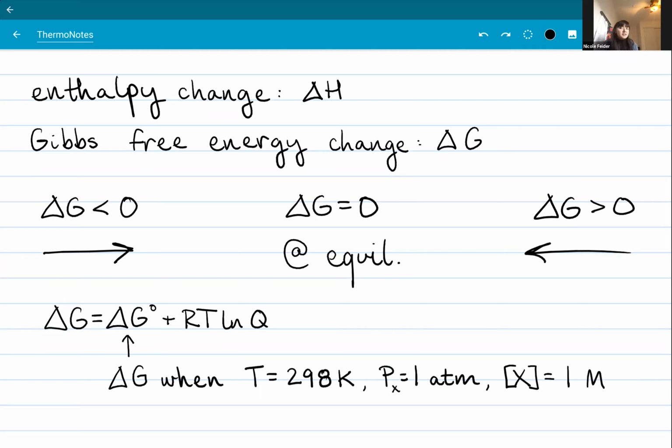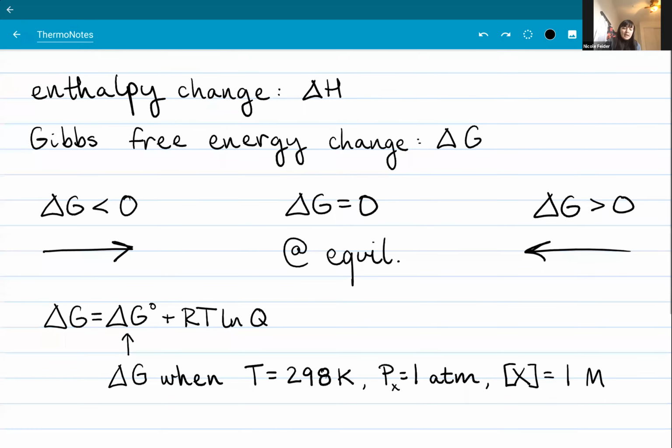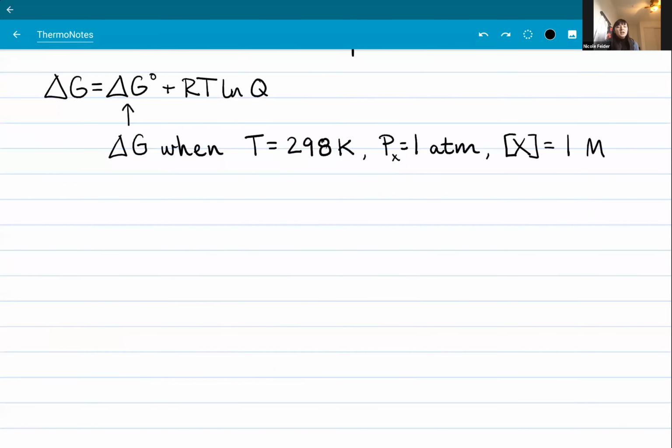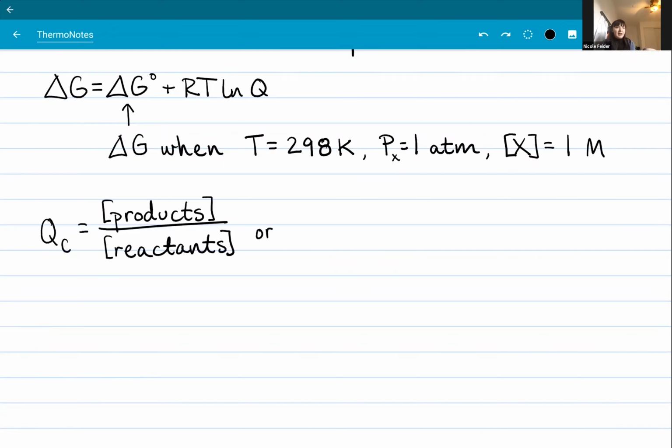So what I mean by that is room temperature, all of the pressures are 1 atmosphere, and all of the concentrations are 1 molar. R is the ideal gas constant in joules per mole Kelvin, T is the temperature in Kelvin, and Q is the free energy reaction quotient. So I should note here that Q in this case is not necessarily Qc or Qp, which we've learned about earlier. And as a reminder, Qc is the concentrations of products over reactants, and Qp is the partial pressures of products over reactants.